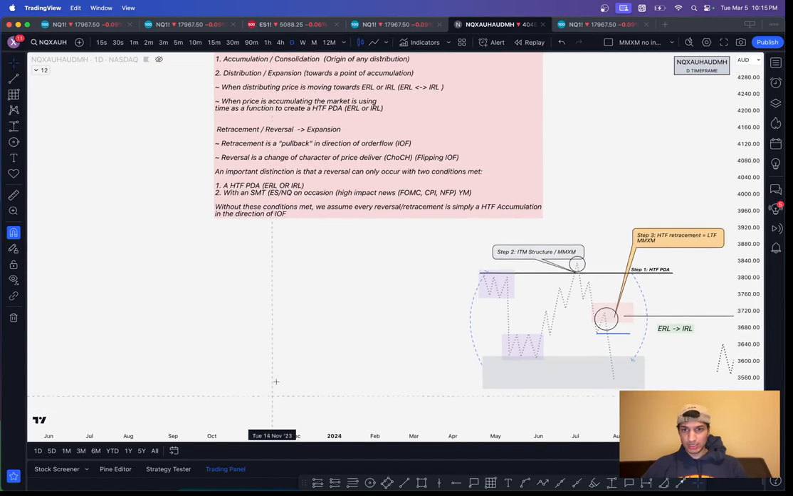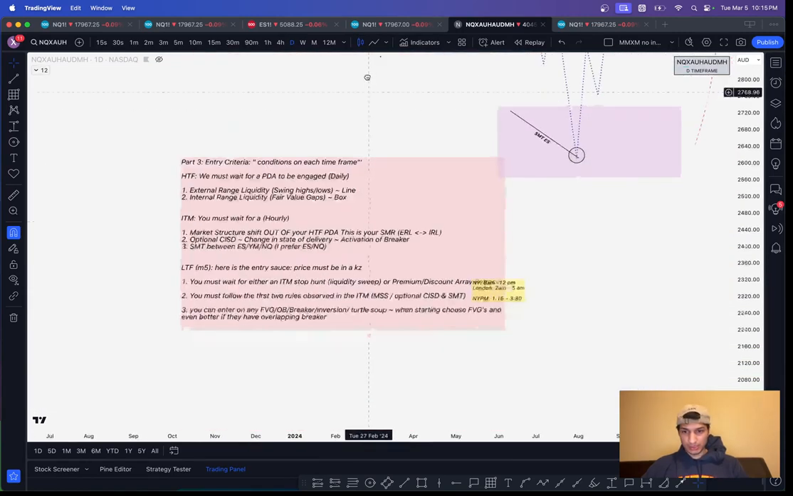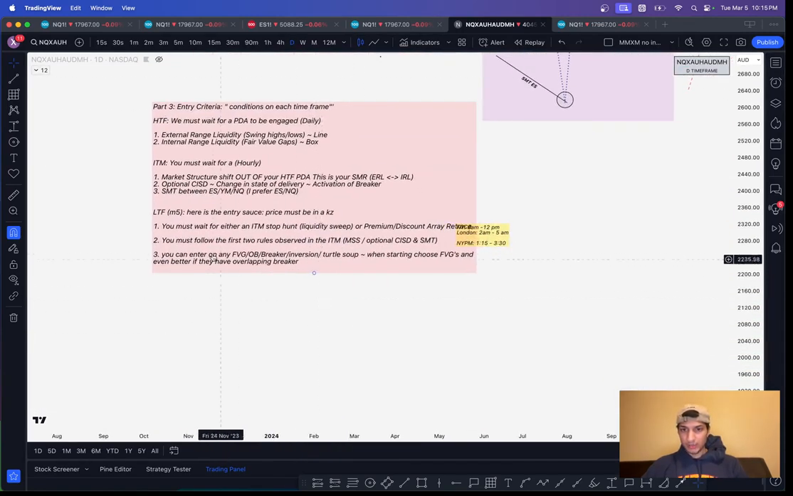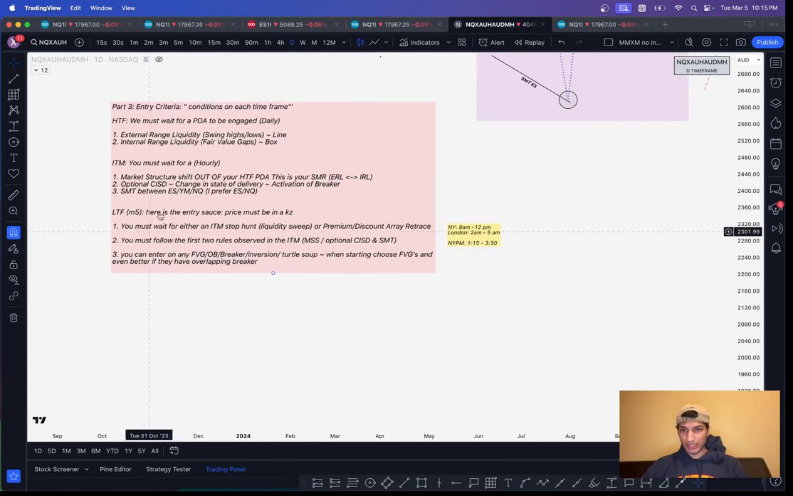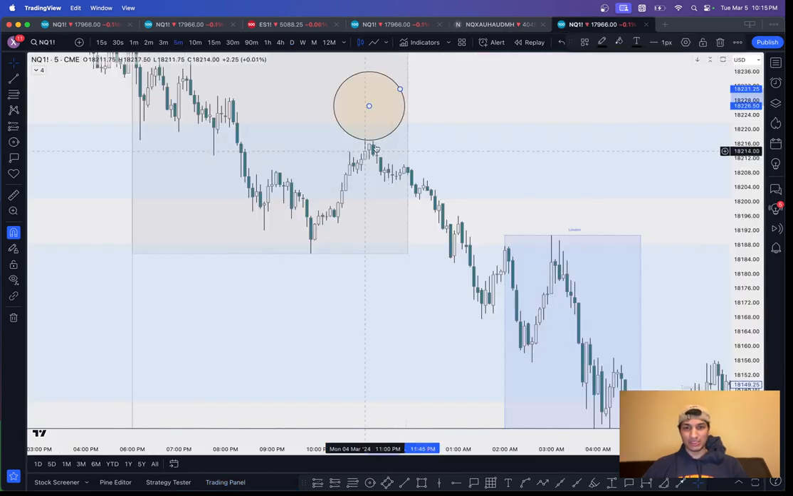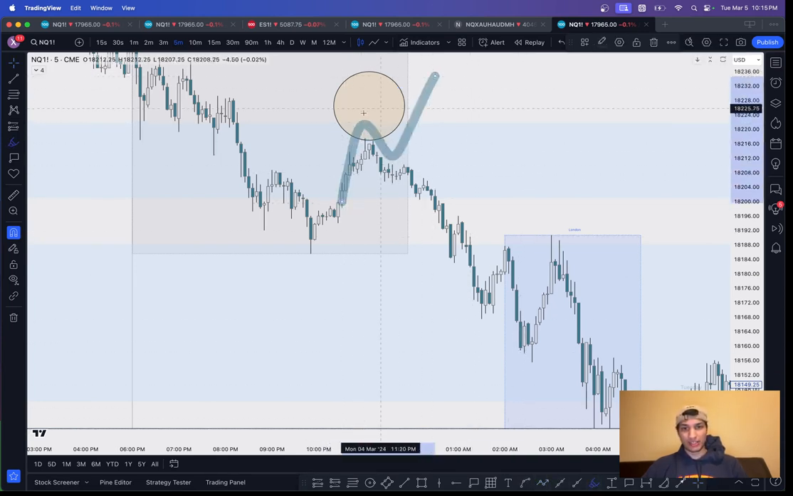One second. Let me pull up the criteria. You must wait, right, for a shift out of your higher time frame PD array. So in this case, our higher time frame PD array to the 5-minute is the hourly. We never get a market structure shift out of this PD array. We need to close above here, right?